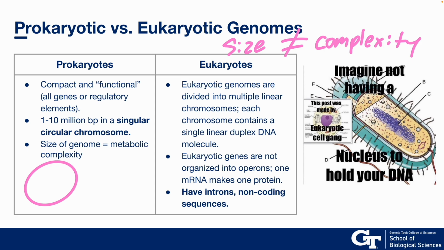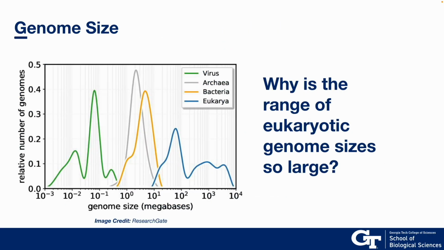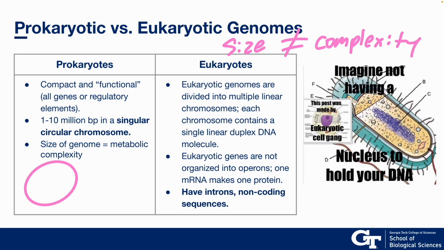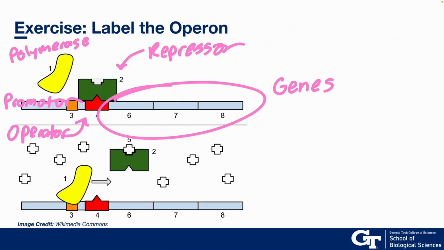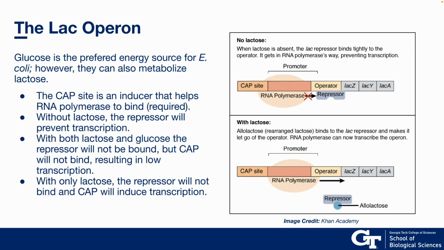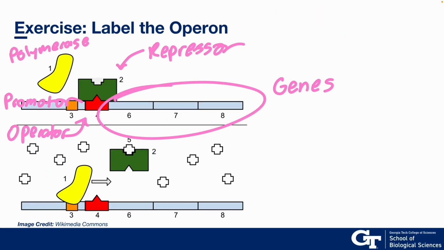Now, eukaryotic genomes also have chromosomes, and each chromosome has this duplex DNA molecule, right, packed around a histone, right? That's that chromatin structure. Eukaryotic genes also don't have operons, and mRNA makes one protein, right? We don't have this multiple genes situation like we see here in prokaryotes.